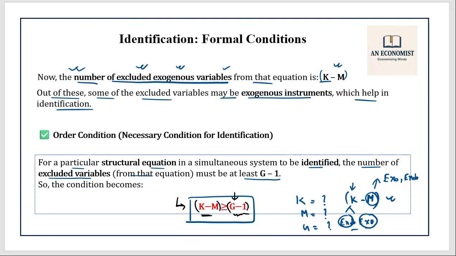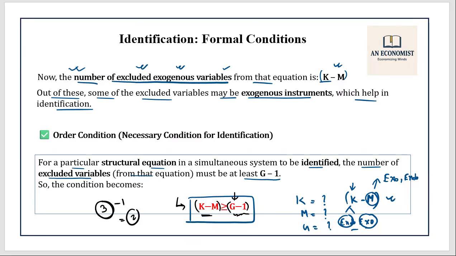the excluded exogenous variables have to be at least equal to 2, because if you want to estimate three structural equations, you need at least three shifters, which will help you to identify the equations. Now, one endogenous variable is already included in the particular equation that you are trying to estimate. So what is the additional number of instruments that you need? That will be simply 3 minus 1, which is 2. That is why it is G minus 1.